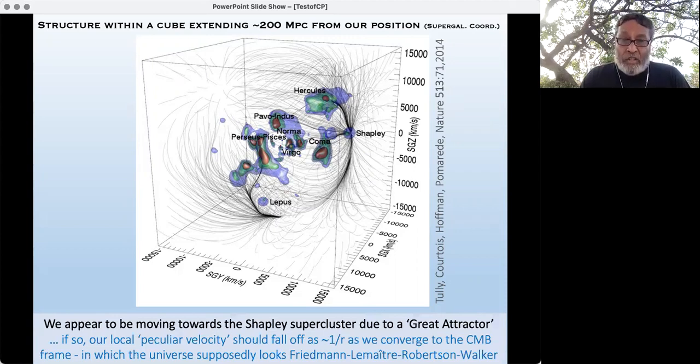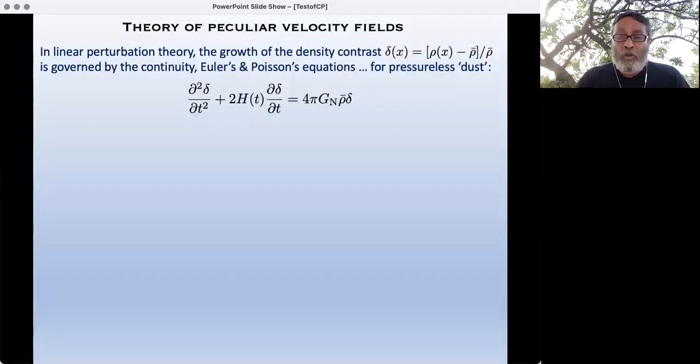If that is the case, then our peculiar velocity should fall off as 1/r as we converge to the CMB frame. And we have to do that, otherwise we cannot use those equations that Friedmann wrote down 100 years ago in order to do cosmology. Now, let me take you through a little exercise.